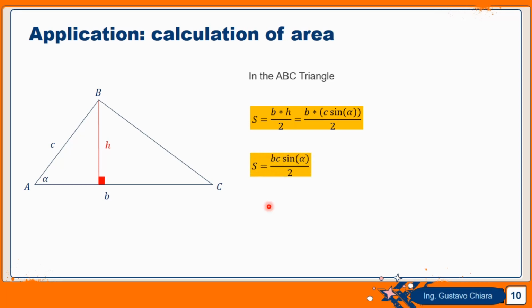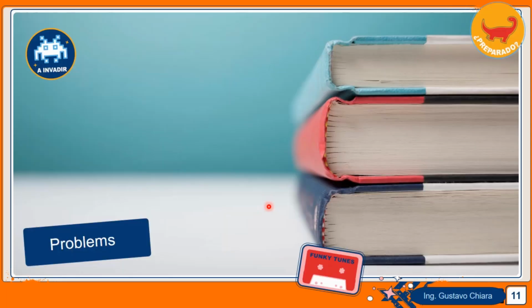And well, if you only have two sides and one angle, you can find the area of any triangle. So it is defined as the product of b, c and sine of the angle alpha divided by 2. Okay, I'm going to resolve 3 problems using all the formulas that you are learning. Let's go.